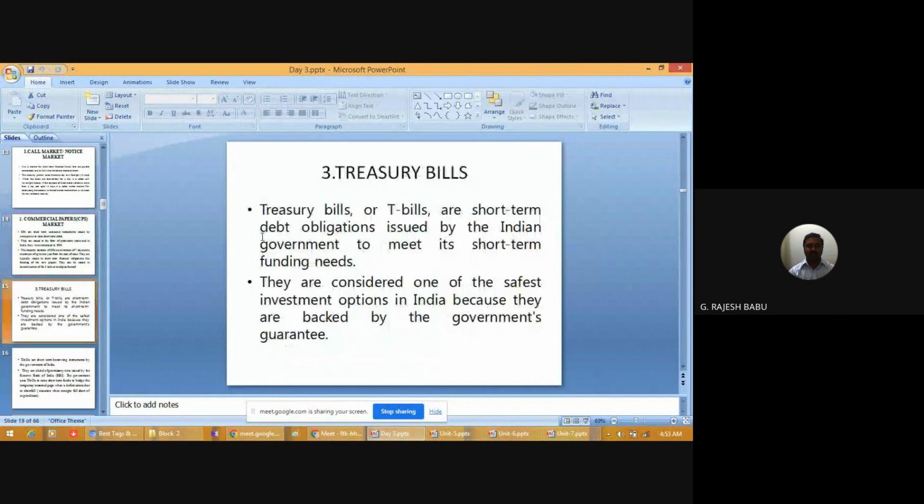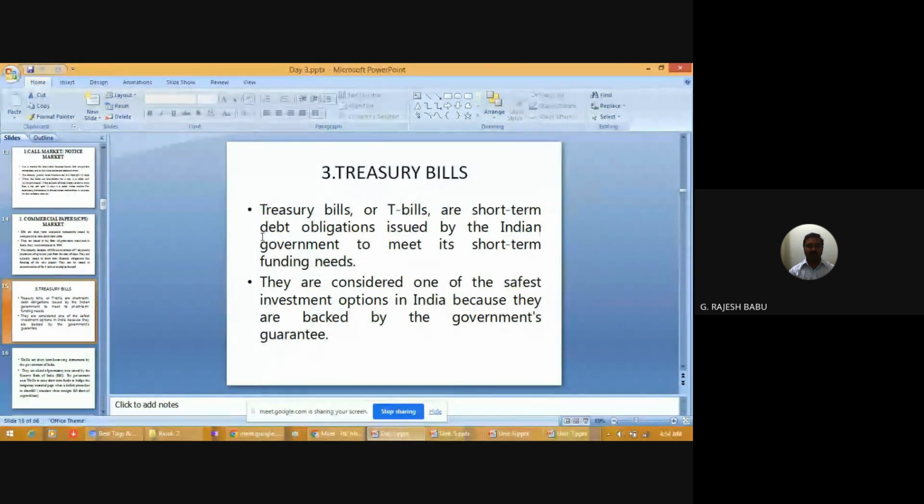Commercial paper, then treasury bill. Next one, treasury bill or T-bill. Treasury bills are short-term debt obligations issued by the Indian government to meet its short-term funding needs. They are considered one of the safest investment options in India because they are backed by government guarantee.